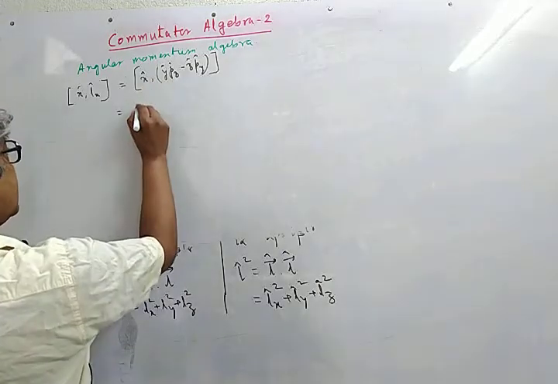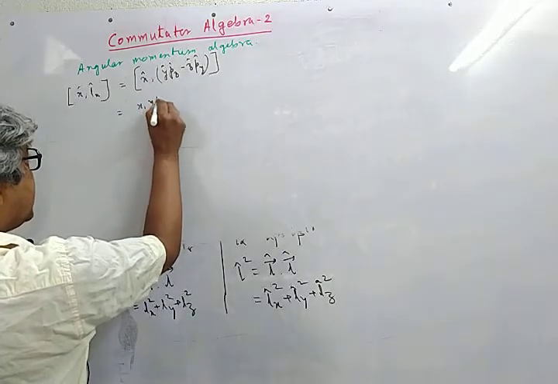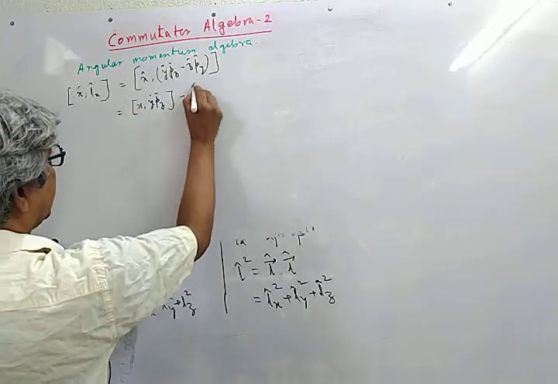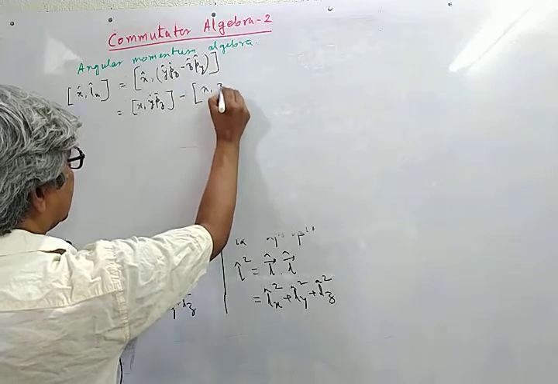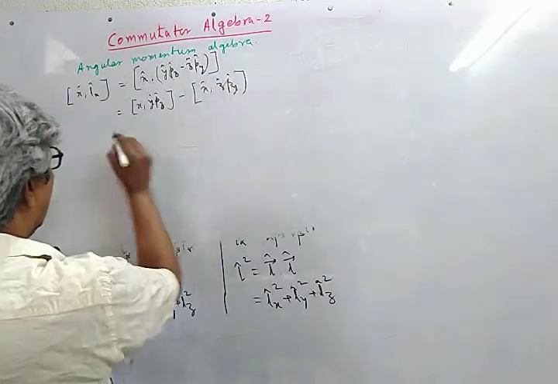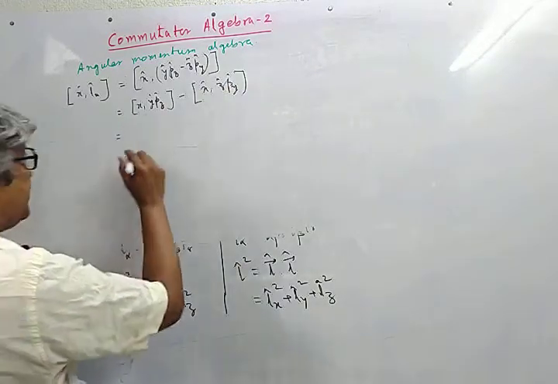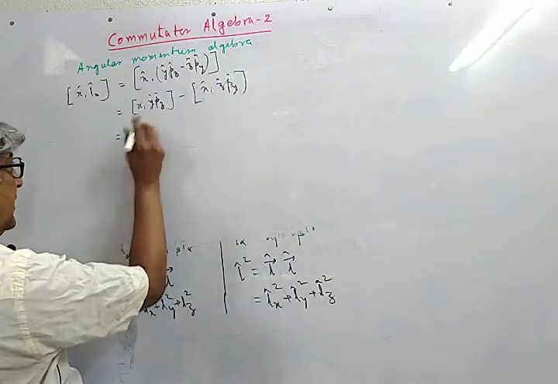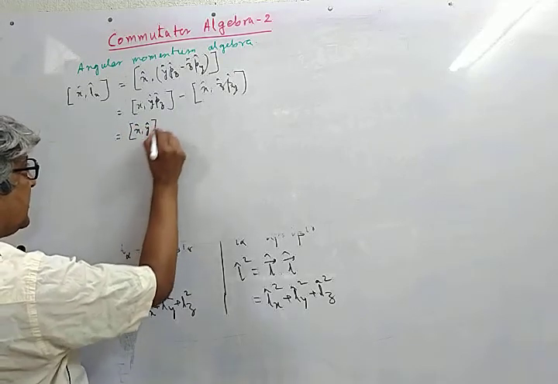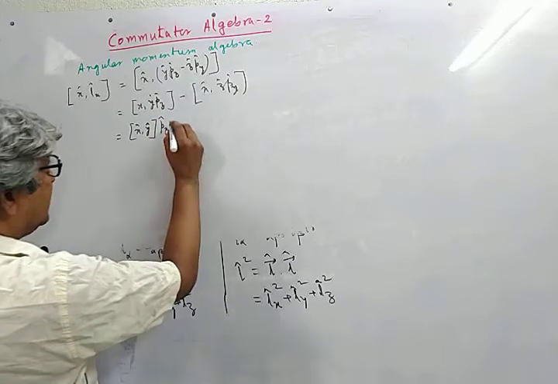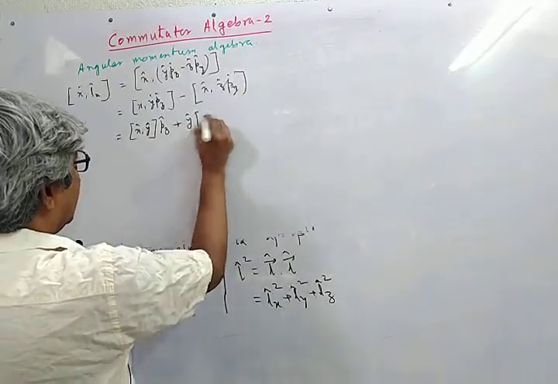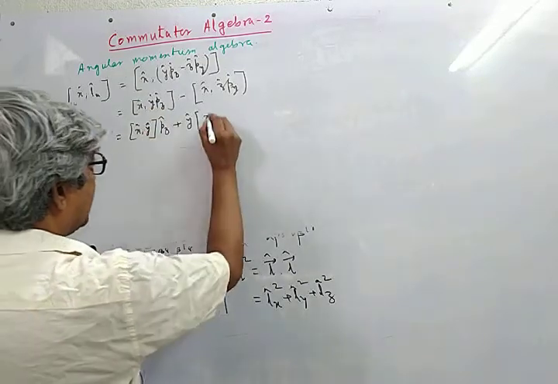This is [x, y p_z] minus [x, z p_y]. This can be split up into two components: the [x, y] commutator with p_z coming from the right, plus y coming from the left, times the commutator of [x, p_z].